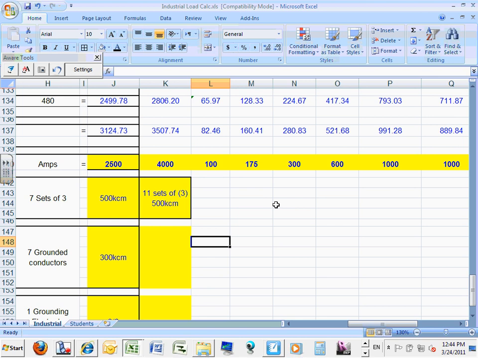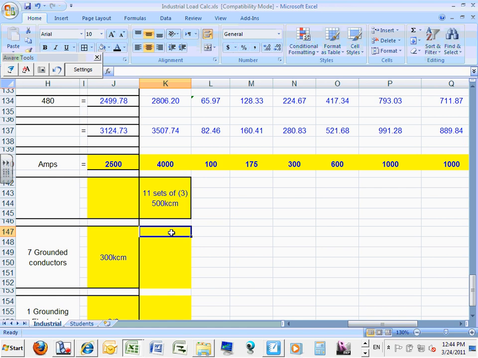The computer's not going to do this for you. You're going to do it. Now, ignore these here. The grounded conductor. Let me just tell you guys how I do the grounded conductor, the amps for the grounded conductor. Can you guys follow me, please, with this one?